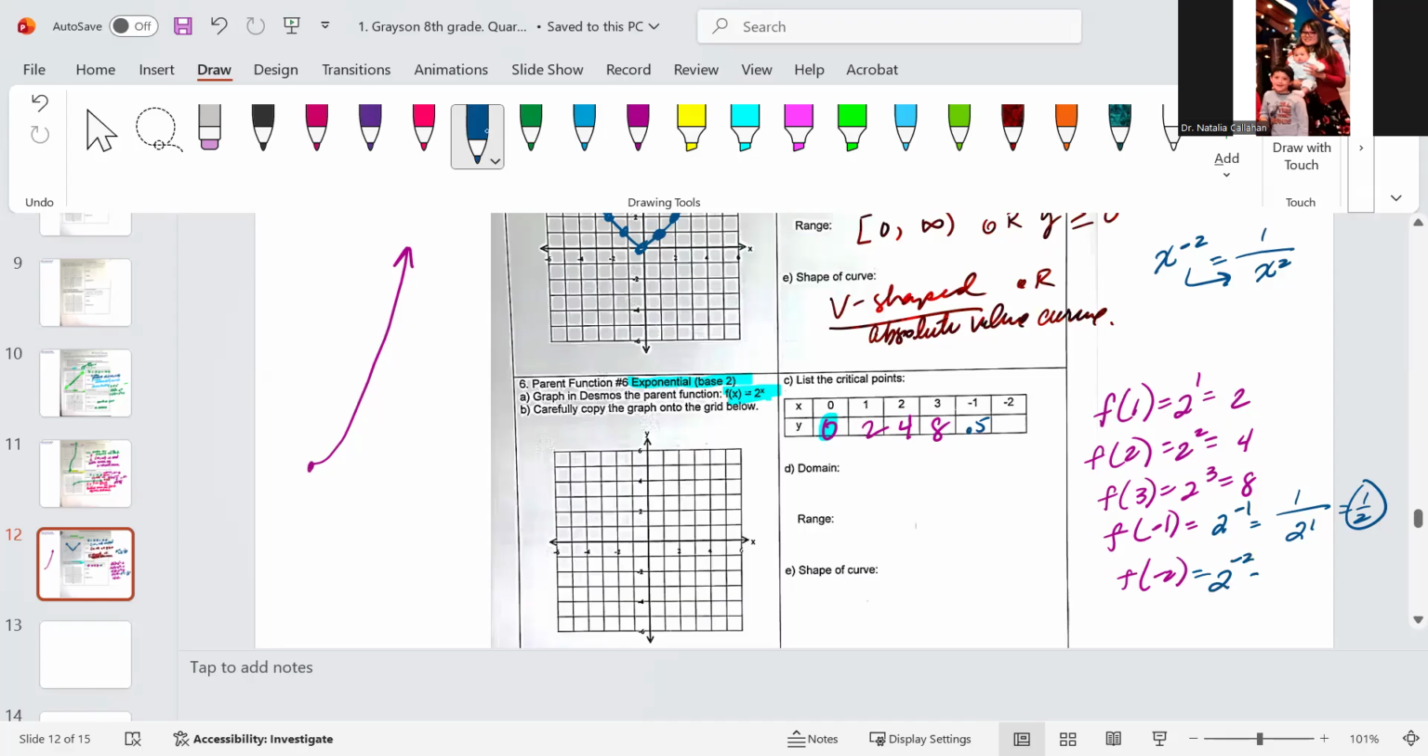What is 2 to the negative 2? How would you rewrite that? How do you make this into a positive 2? 1/4. Which is going to be what? In decimals. Yeah, so now graph.